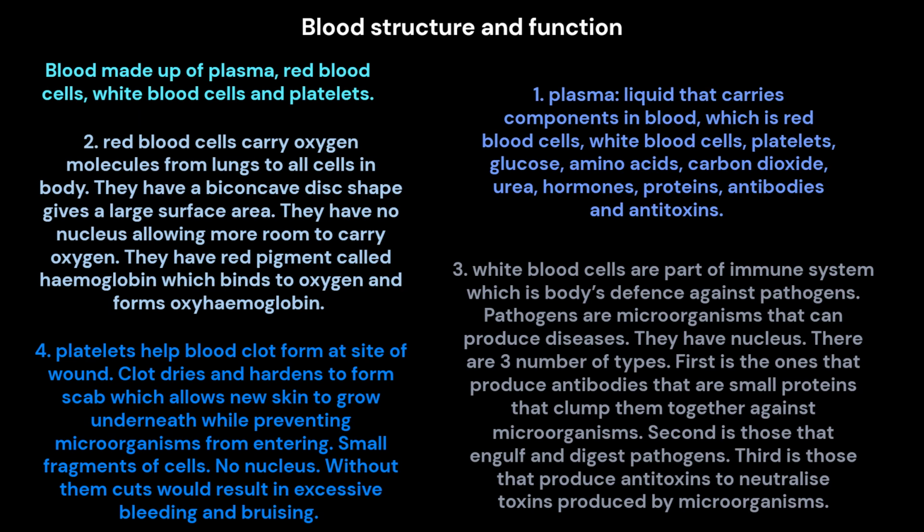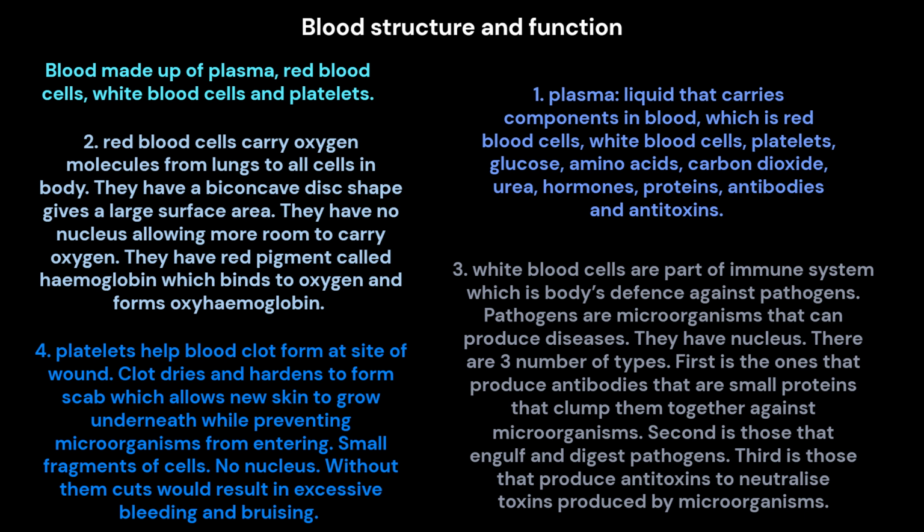Blood structure and function. Blood is made up of plasma, red blood cells, white blood cells, and platelets. 1. Plasma is the liquid that carries components in blood, which are red blood cells, white blood cells, platelets, glucose, amino acids, carbon dioxide, urea, hormones, proteins, antibodies, and antitoxins.